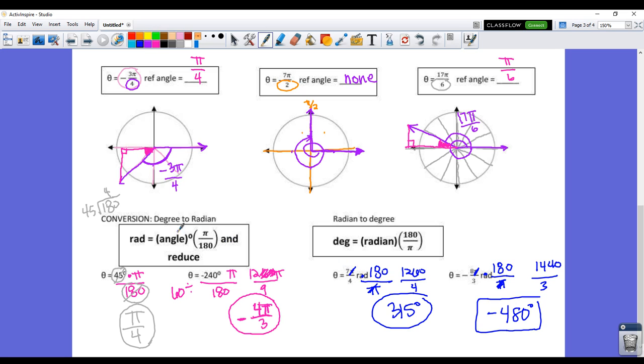So from a degree to a radian, you multiply by pi and divide by 180, but you're actually just reducing. Do all the reduction that we can to its lowest terms. And when you're going from a radian to a degree, you multiply by 180 and divide by pi. So the pi's cancel out and it's all done in your calculator.